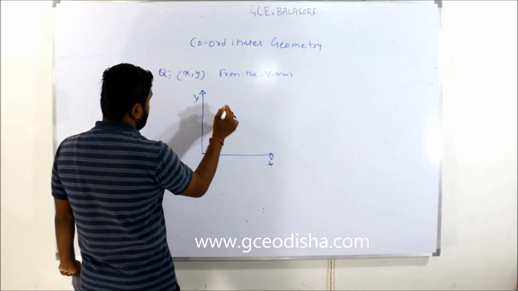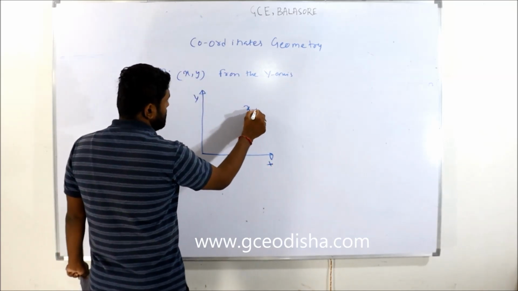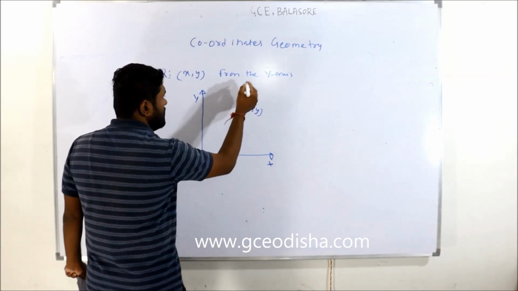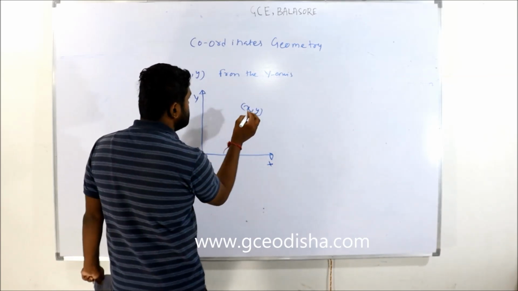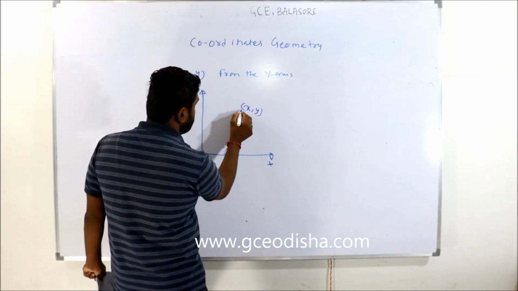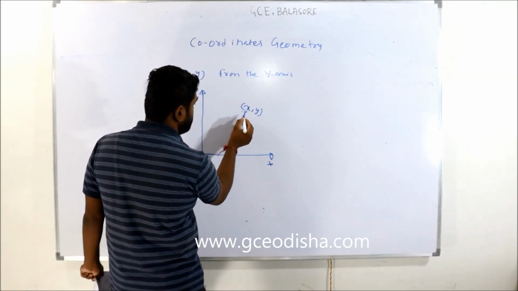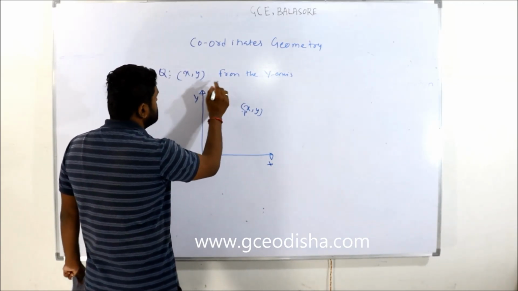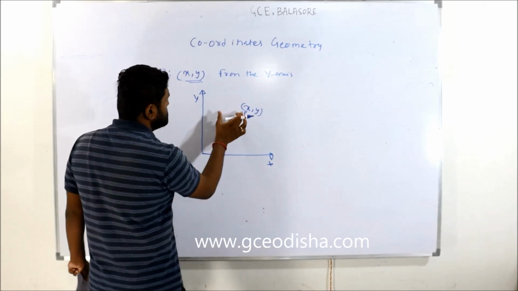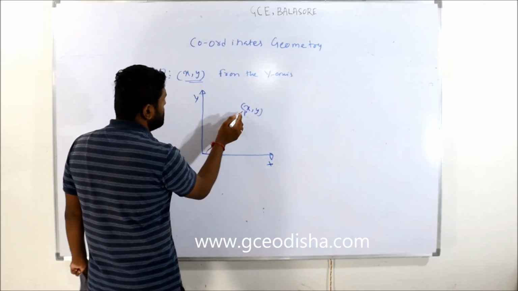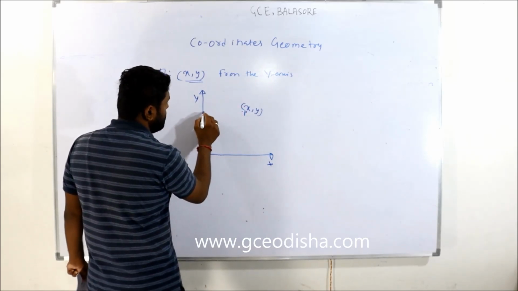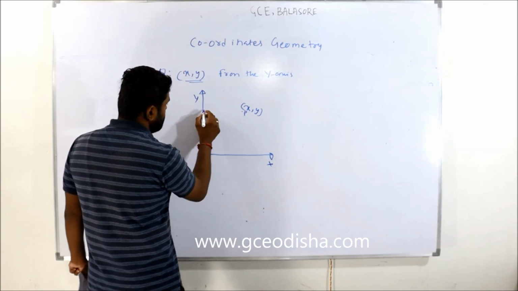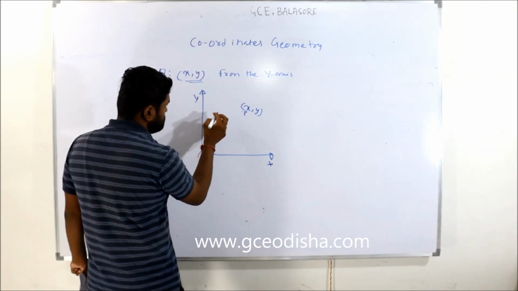The point (x, y), where both x and y are positive, is somewhere here, and from the y axis, it means that if the point P is here, they ask how much distance you will travel when you come to the point (x, y) from the y axis, right?